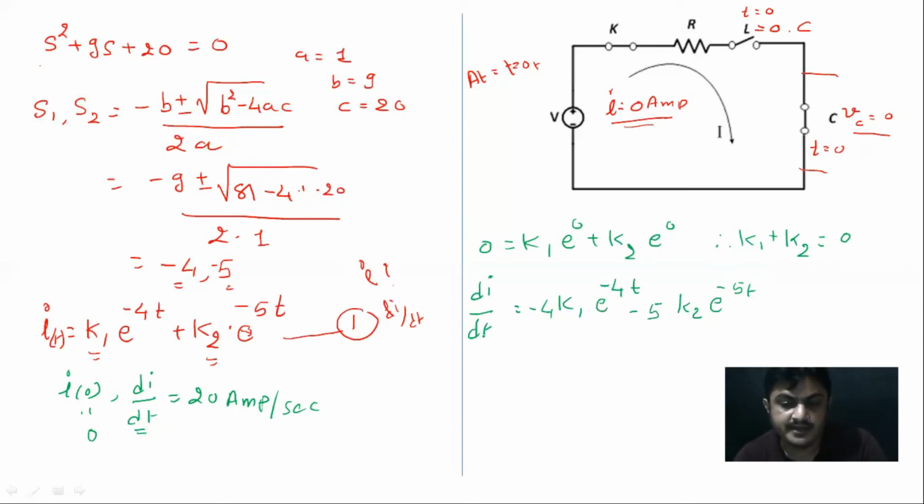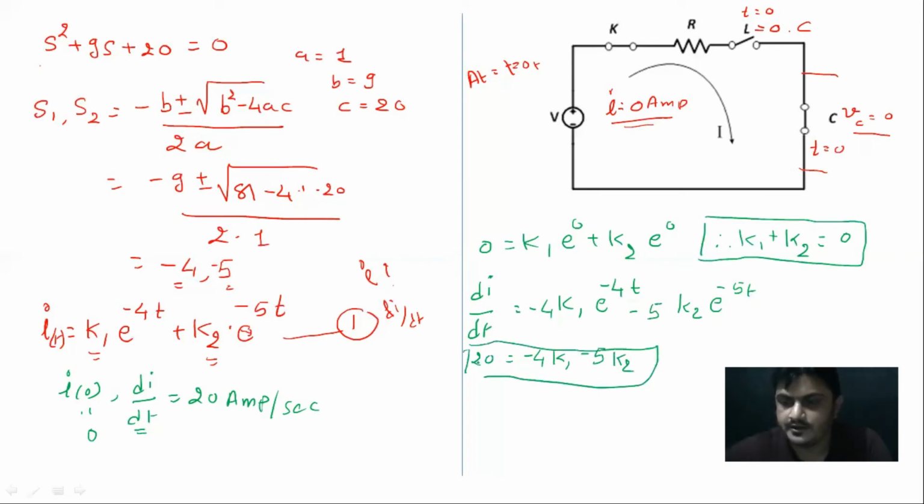We know that di by dt exactly just after the switching is equal to 20. So 20 is equal to minus 4 k1 minus 5 k2. Right now we are at t equal to 0, just after the switching, so we can put e raised to 0, which is 1. So minus 4 k1 minus 5 k2 is equal to 20. Now I have two equations, a first and a second, and if you solve these, you will get your two unknowns.